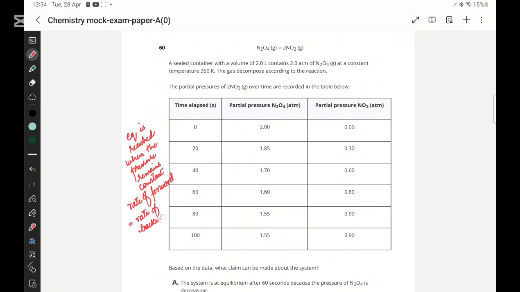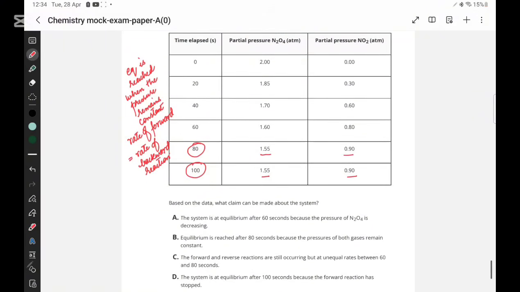Then afterwards we are going to see one thing, that from the table, if you look between 80 and 100, you are going to see that the partial pressure becomes constant. So between 80 and 100 we can see the partial pressure becomes constant. What can be deduced? Option B is going to be the right one, because equilibrium is reached after 80 seconds, because the pressure of both gases remains constant.